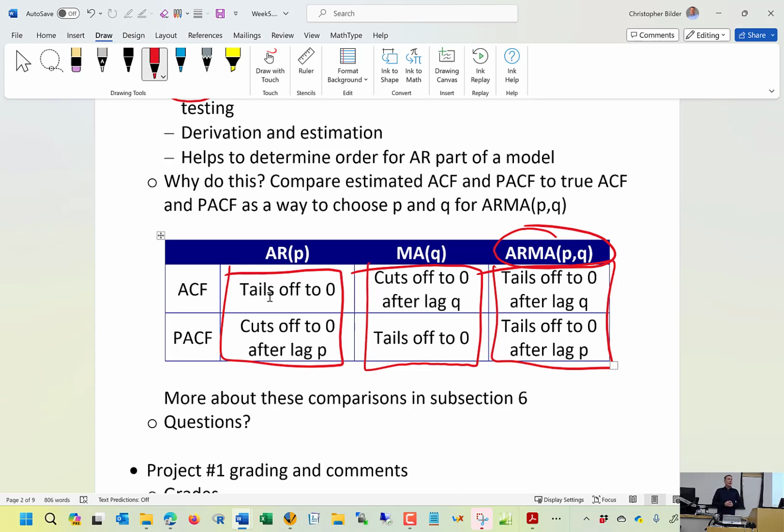This is when it becomes a little more complicated, because you need to figure out where that tailing off actually starts. Is it at lag 1? Is it at lag 2? Is it at lag 3? It can be difficult, and you'll see that more in subsection 6. But at least this table gives us a starting point for potential models that we can use with our data. Then we'll have other tools to decide whether I should choose this model or this model.